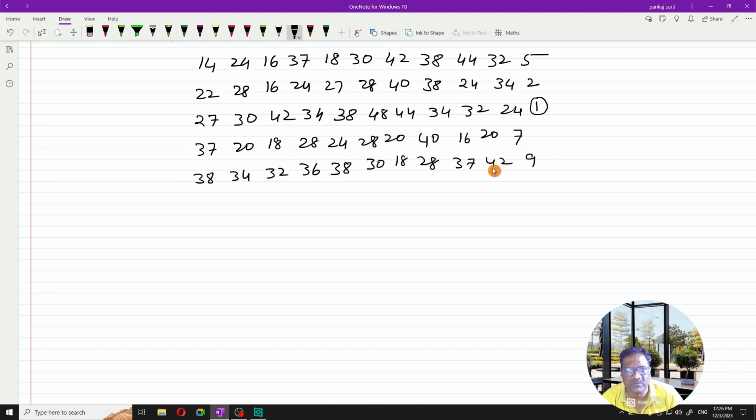Is there anything more than 42? No, I have 44, and I have 48 also. Let me check if anybody has got more than 48, 49 or 50, and I think no. The highest mark is 48, right? So I have got the lowest mark and the highest mark. Now this data I want to arrange. First of all I want to arrange these marks in groups.